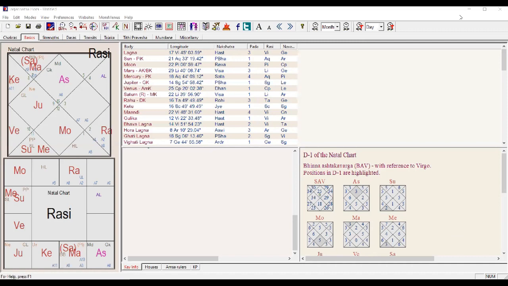I understood. Just a follow-up question on this one. Since we are talking about children, if somebody asks in this particular chart whether this person is going to have one child, or two, or three, or multiple children, how do we look at that? Yes, that we will discuss when the time arrives, but not now. All right, good. Thank you.